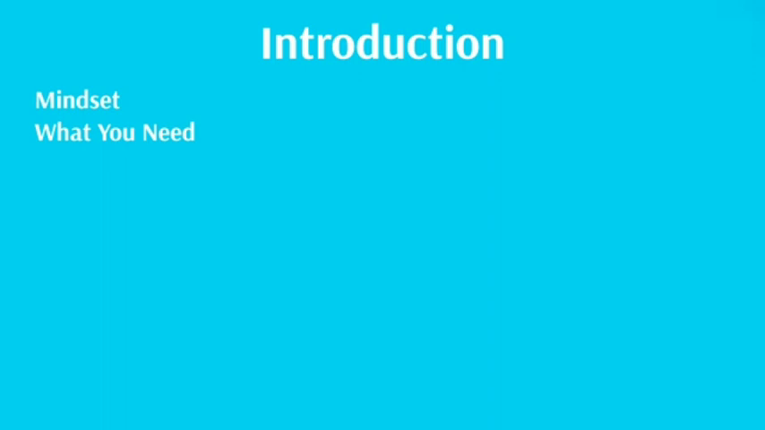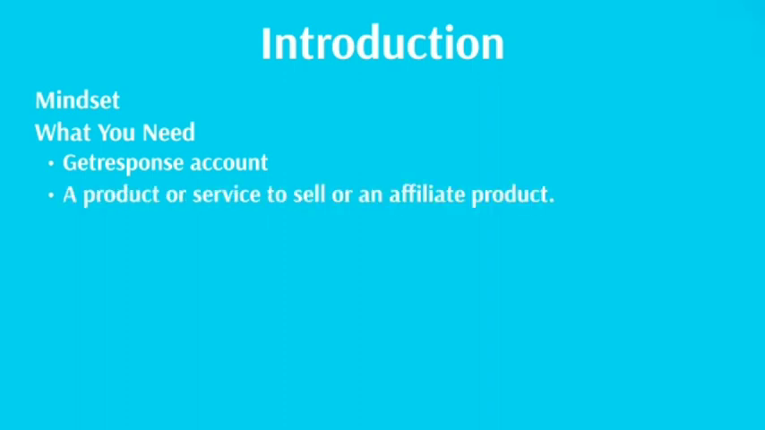Now let's talk about what you need. Obviously, you're going to need an autoresponder account, and we're going to be using GetResponse. If you want to go to getresponse.com and create an account, you can do that, and we'll be walking you through step by step. You need to have a product or service to sell, or an affiliate product. Either it's going to be your own product, or somebody else's product. In either case, you're going to need to have an end goal.